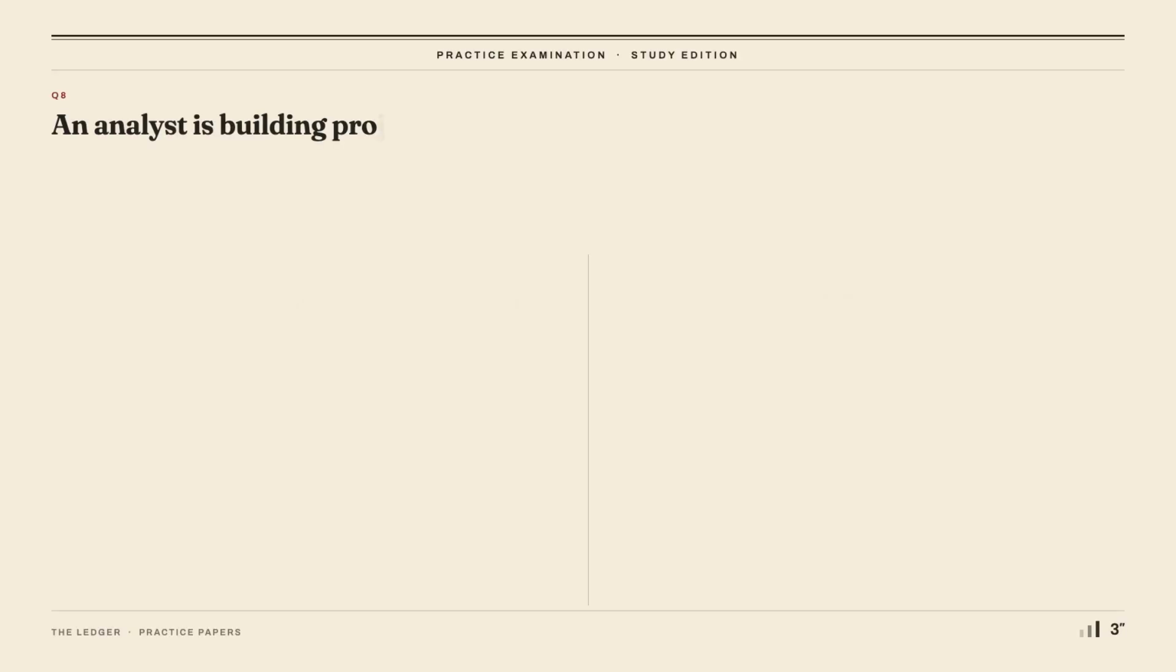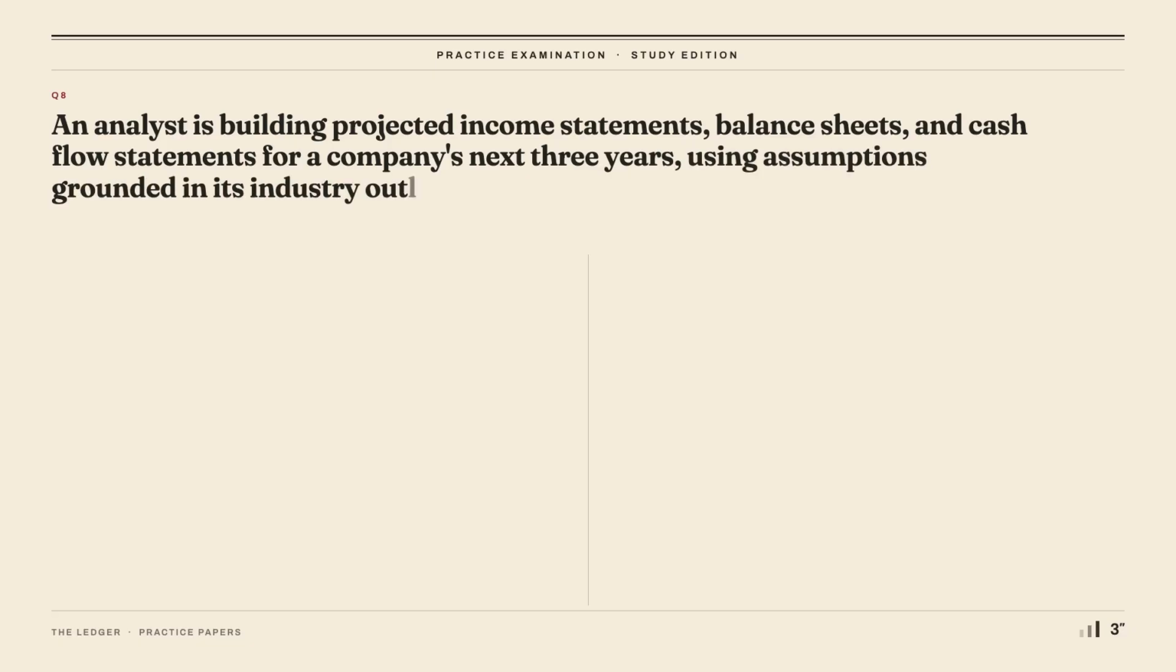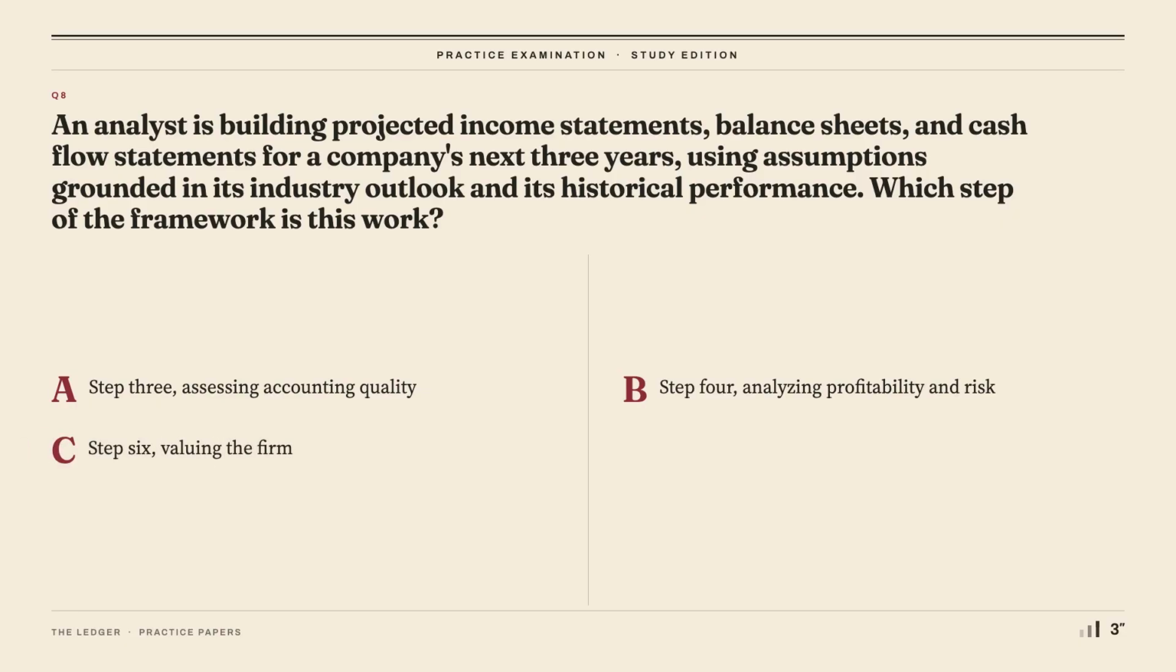Question 8. An analyst is building projected income statements, balance sheets, and cash flow statements for a company's next 3 years, using assumptions grounded in its industry outlook and its historical performance. Which step of the framework is this work? Your options are A. Step 3, assessing accounting quality. B. Step 4, analyzing profitability and risk. C. Step 6, valuing the firm. D. Step 5, preparing forecasted financial statements. Got a guess? Lock it in.